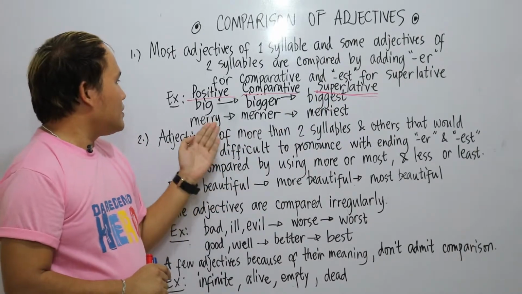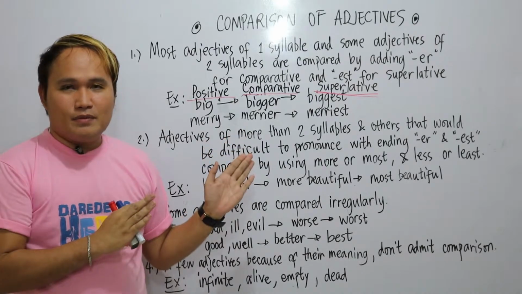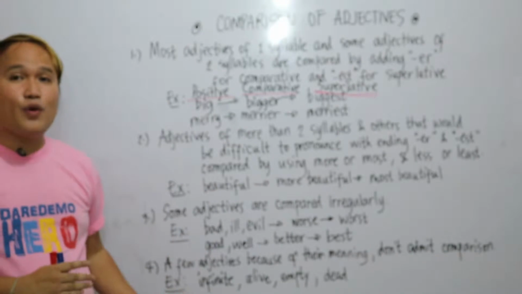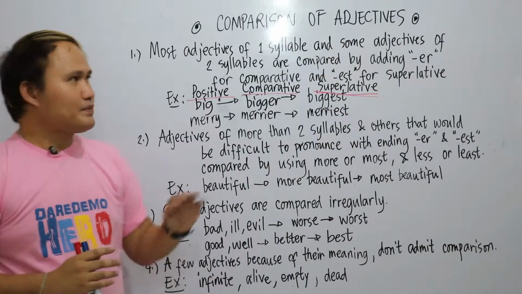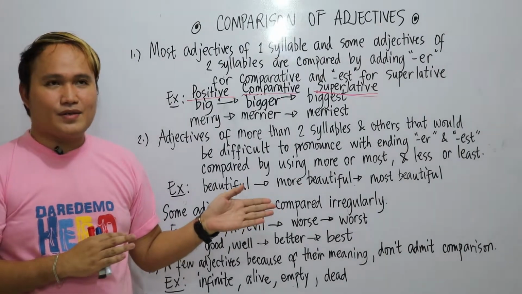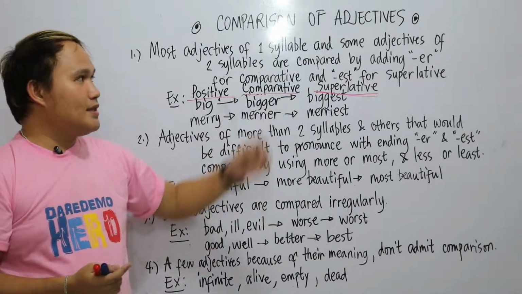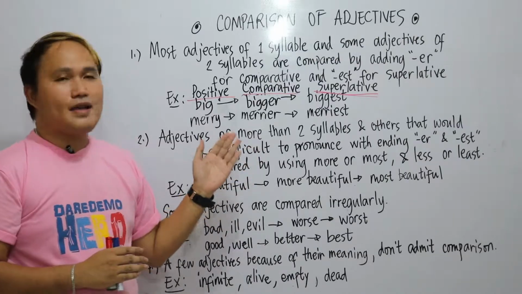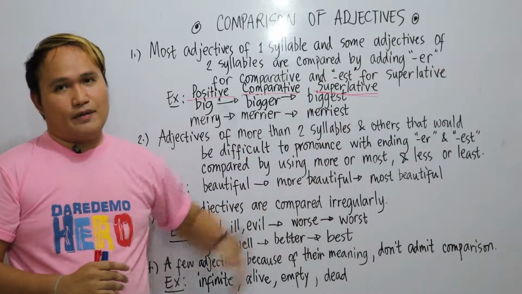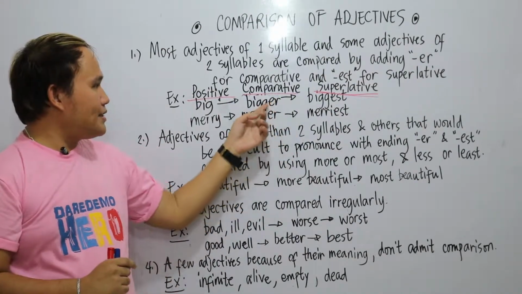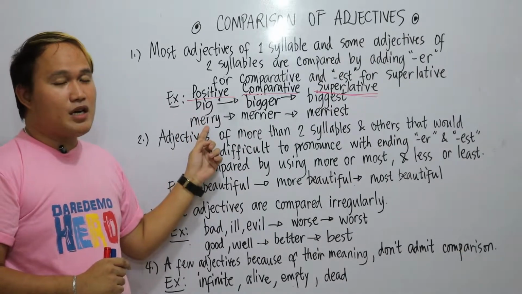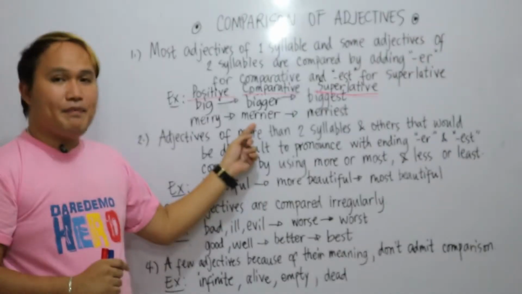Okay? So for the rules of comparison of adjectives, I have listed here 4 rules for us to follow. Now, adjectives that mostly have 1 syllable, and some adjectives that have 2 syllables, are compared by adding ER, as I've said earlier. So, for example, big, it will become bigger. Another one is merry, synonymous to happy, it will become merrier.